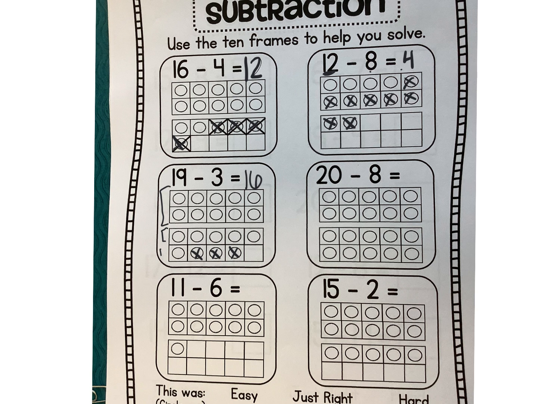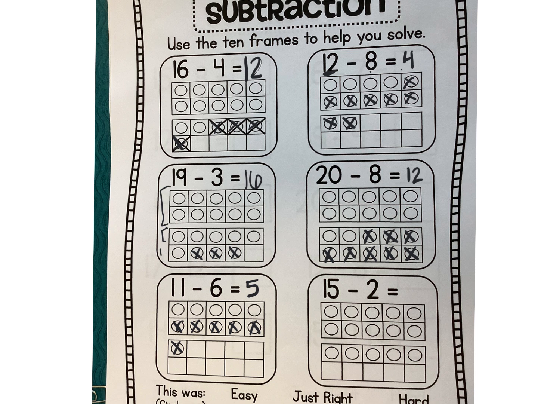Okay, 20 minus 8. So I'm going to start with 20, and then I'm going to cross off 8. And when I do that, I have one full 10 frame, and then I have 2 left. So that's 12. The next one is 11 minus 6. So we have 11. Let's cross off 6. And that leaves me with how many? 5.